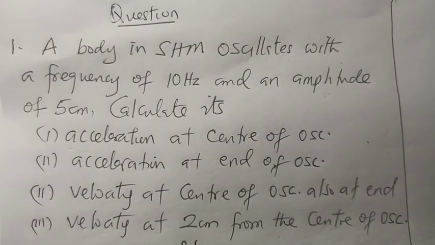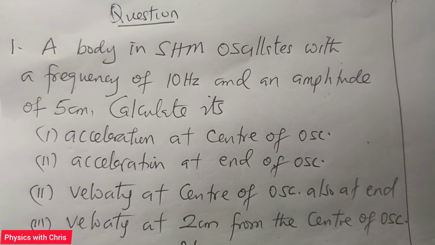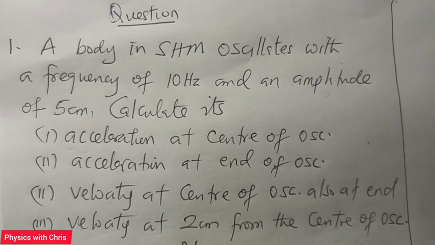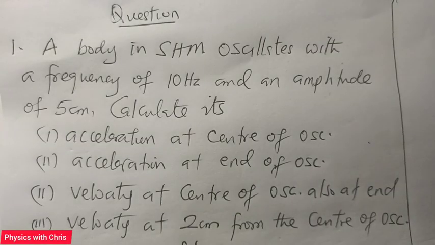Explain this question in this video lecture. We have a body in simple harmonic motion that oscillates with a frequency of 10 Hz and an amplitude of 5 centimeters. We have to calculate the acceleration at the center of oscillation, the acceleration at the end of oscillation, and the velocity of the body both at the center and at the end of oscillation. And we also have to calculate the velocity of the body at 2 centimeters from the center of oscillation.